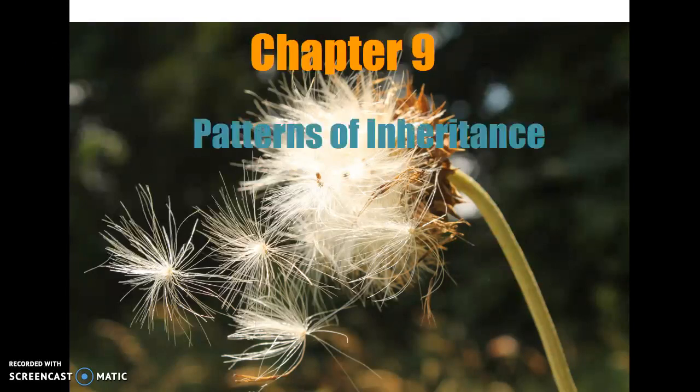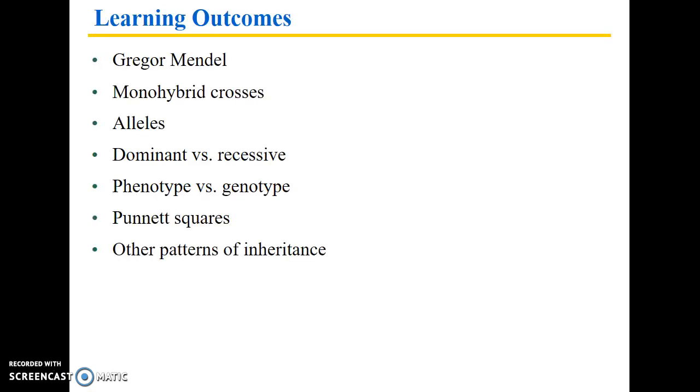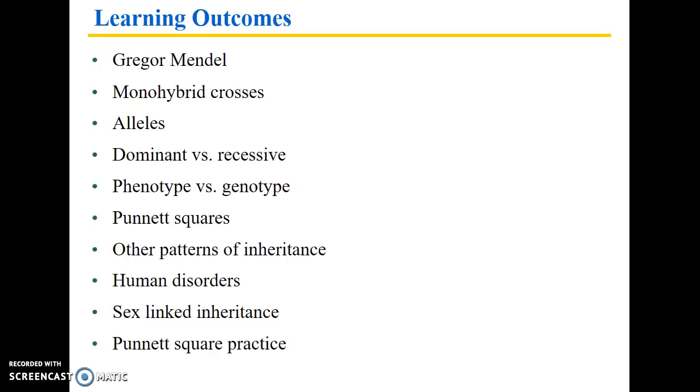This is Patterns of Inheritance. So this is going to be our introduction to the study of genetics. These are the learning outcomes that I will cover in this lecture. Gregor Mendel, which you've probably heard of before, has been nicknamed the father of modern genetics. Monohybrid crosses, which is primarily what Gregor Mendel was working with. Crosses between pea plants that differed in just one obvious characteristic. Alleles, which are variations of genes.